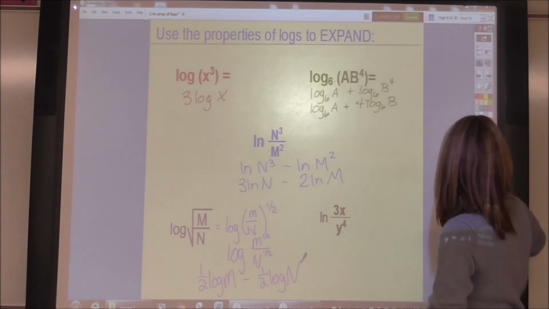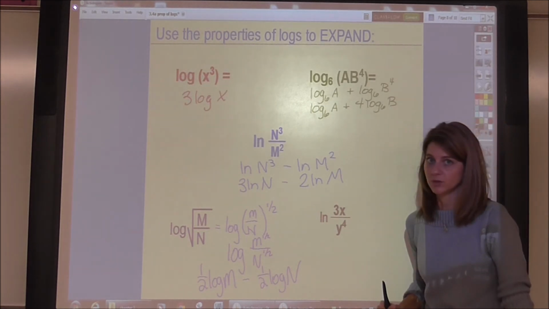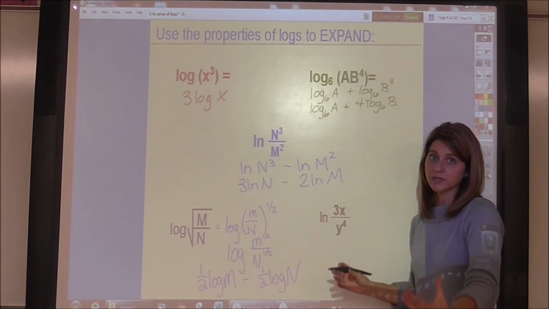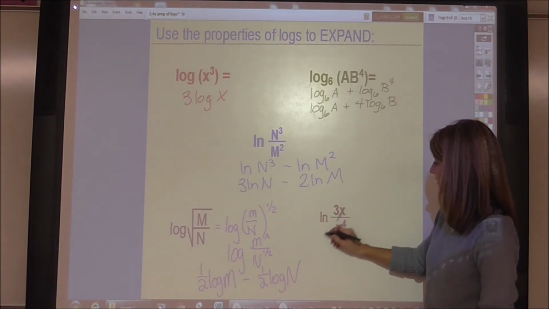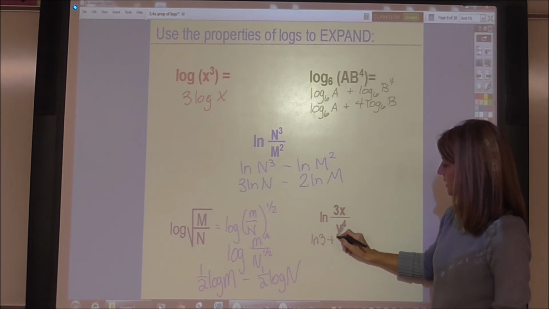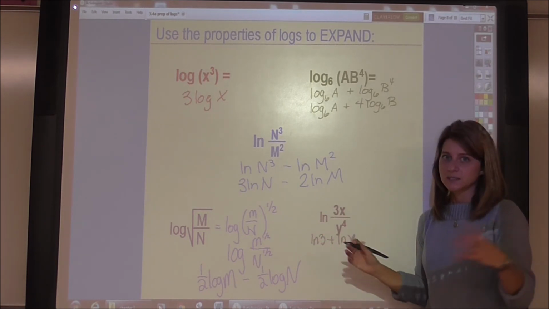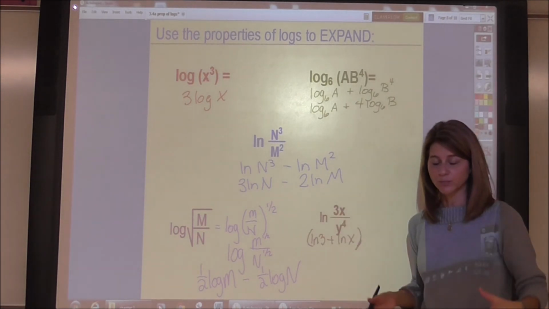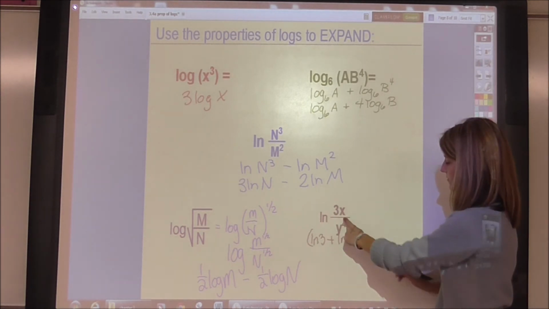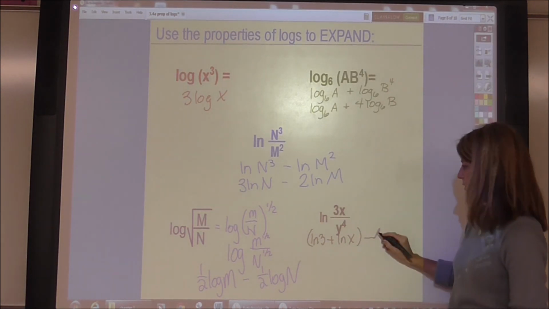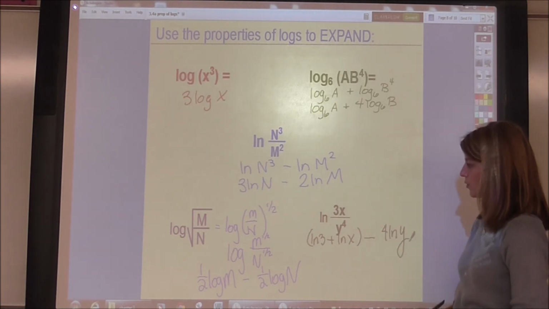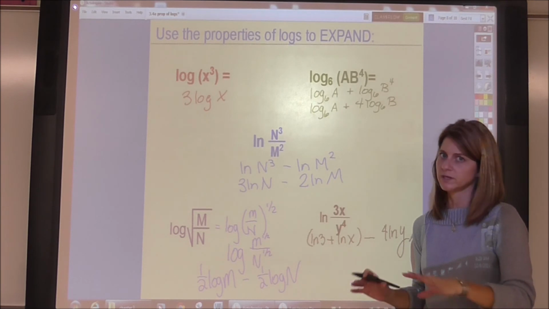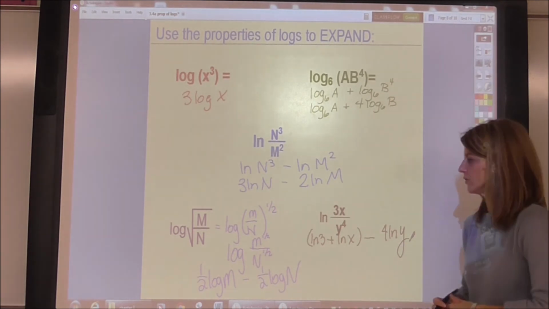Okay, one last one here. I know it says natural log, but don't freak out. You do have a multiplying problem here, so that 3x is actually going to get expanded. We have natural log of 3 plus natural log of x. Since it's a quantity, I'm going to go ahead and put it in parentheses, just in case. And then the division sign is minus, and now you have a power. 4 natural log of y. Anytime you have pluses and minuses and you have quantities, I would recommend putting your parentheses in there.